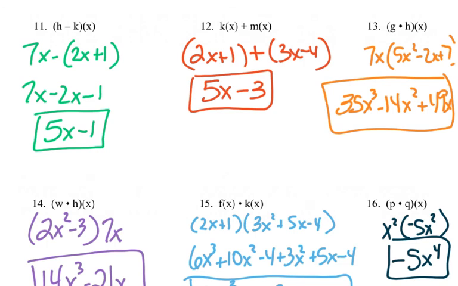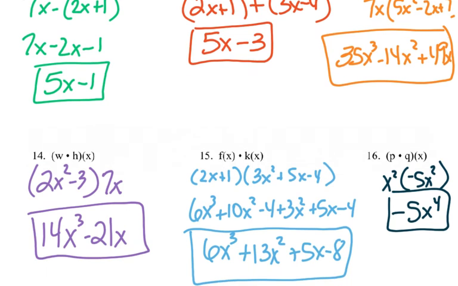Okay, here are the answers to 11 through 16. Pay attention on number 12. You're adding, not multiplying. So make sure you do that. On number 13, watch your signs. On number 15, that's a binomial times a trinomial. So whenever you're doing something like that, you've got a lot more terms to keep track of. So watch your signs. Make sure your exponents are coming out right. And hopefully you did a good job on those.